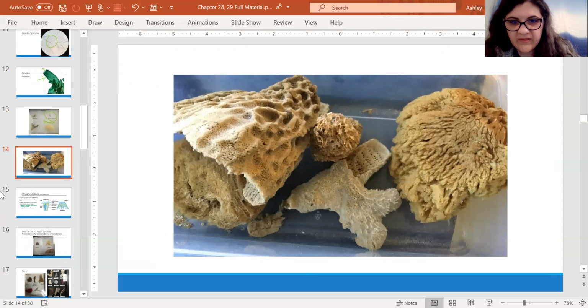And then you have some more specimens. This one looks like a rough vase, that's probably syconoid. This one as well. That one's probably leuconoid, and then that one's probably leuconoid too. I don't see any asconoid there, from what I could tell.